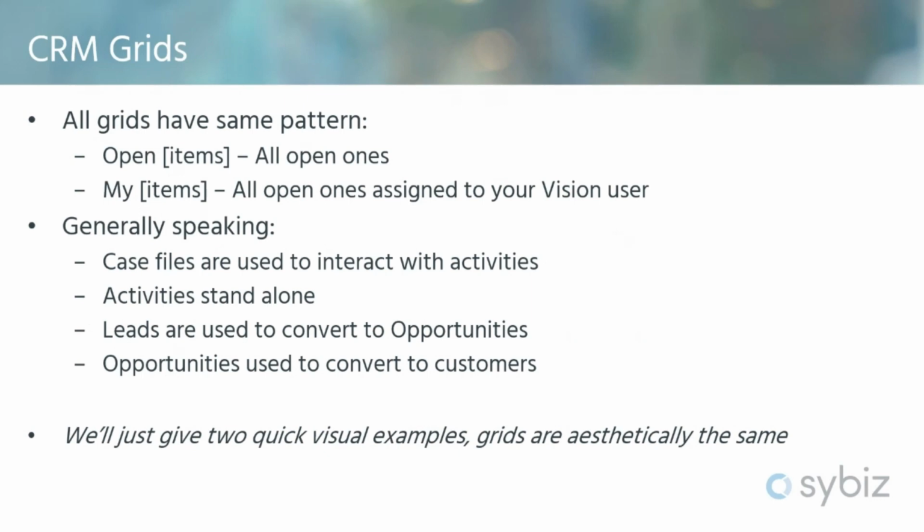Again, very quickly brushing over the CRM grids in a similar manner. All the grids in the CRM have that same pattern, which is the open items, whether that's case files, activities, leads, opportunities, and that's just all the open ones, or just mine. So for example, if you have a series of leads and you're the sales manager, let's say, you might want to actually look at everyone's leads because you're the manager.